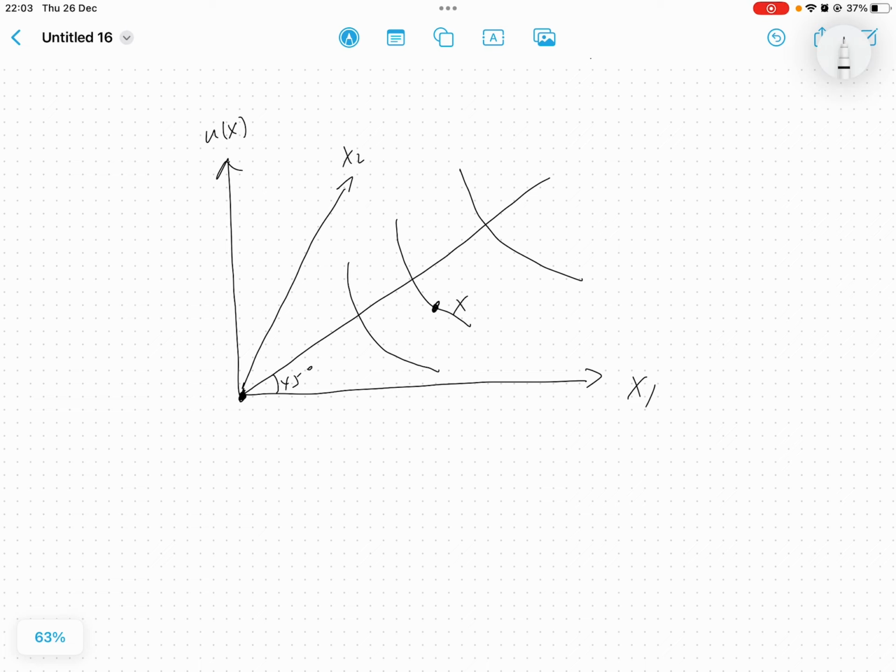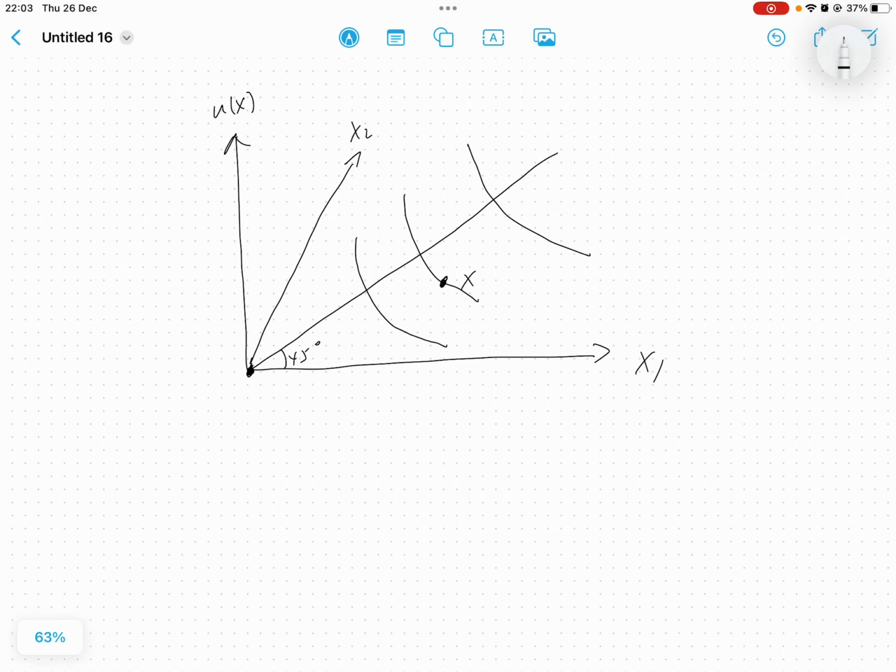Something also useful for us to know is the property of the convexity of the preferences. This convexity also implies that this three-dimensional utility function is quasi-concave. So convex preferences imply quasi-concave utilities.